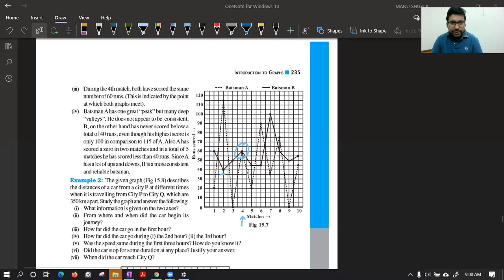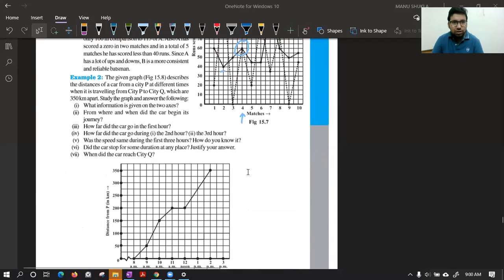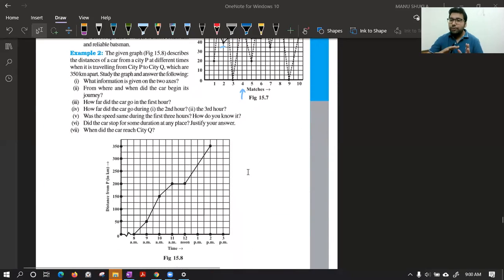Now, let's take question number 2. I think we have how many examples? Example 2 is there, no? So I am making you people ready for the first 5 questions. If you are able to solve, that will be easy.